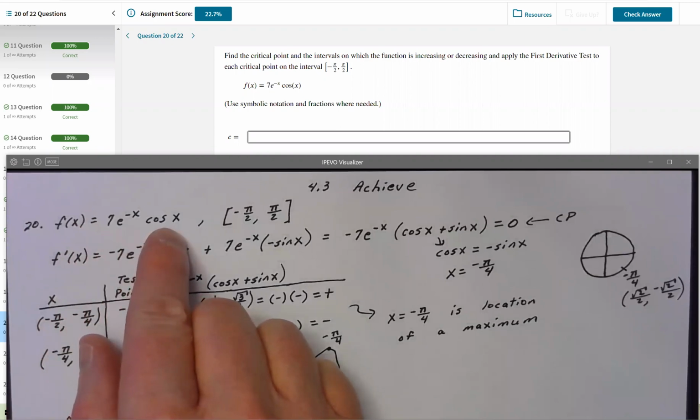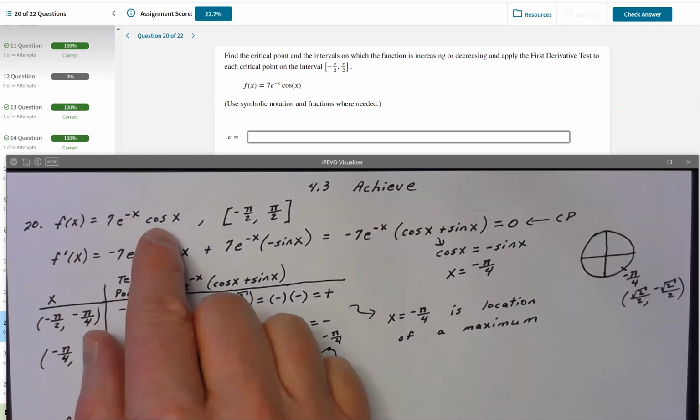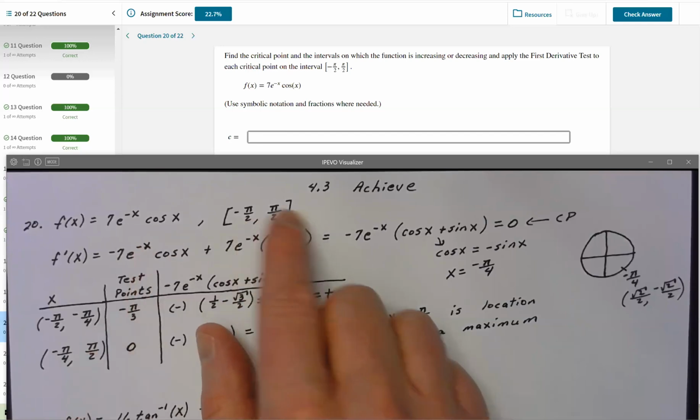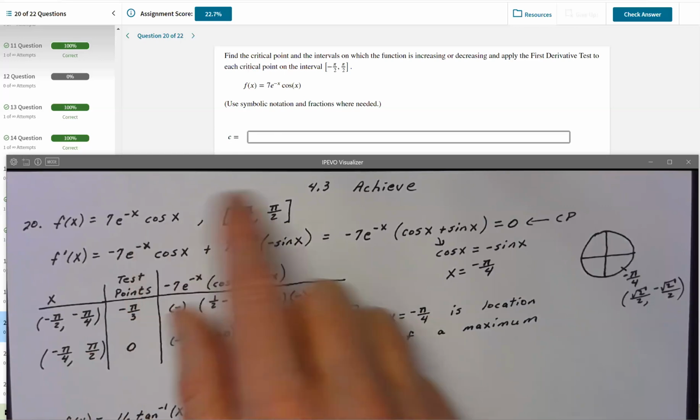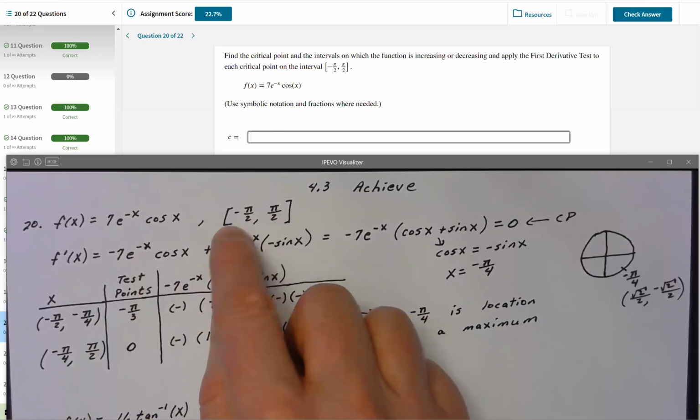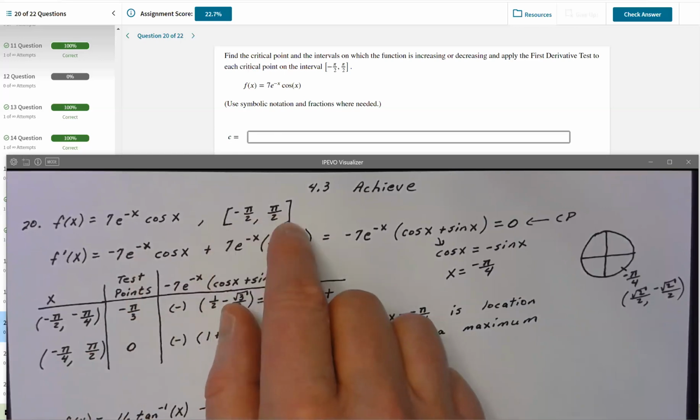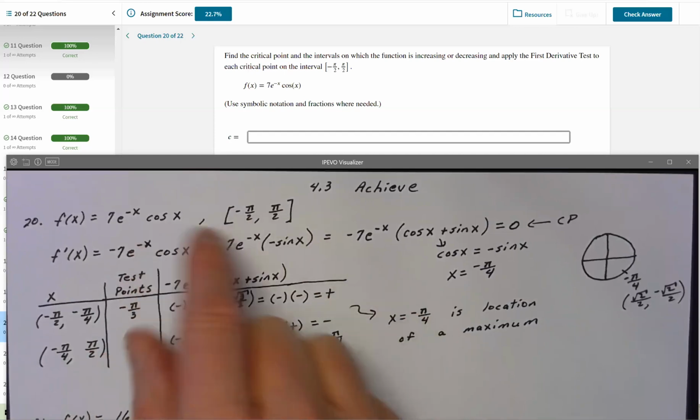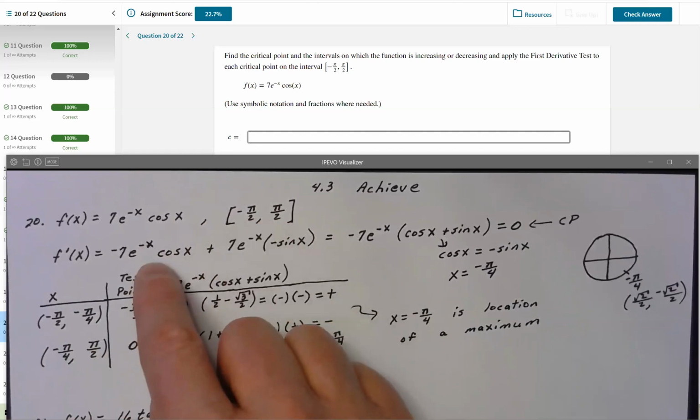And what we're asked to do is find the critical point and then state whether that critical point is a maximum or minimum using the first derivative sign test. Okay, no problem. So since it involves a trigonometric function, it had to give a domain restriction. In this case, it's from negative pi over 2 to pi over 2. I go ahead and take my derivative and try to find any critical points within that region.